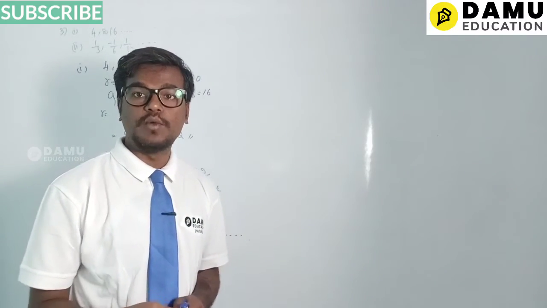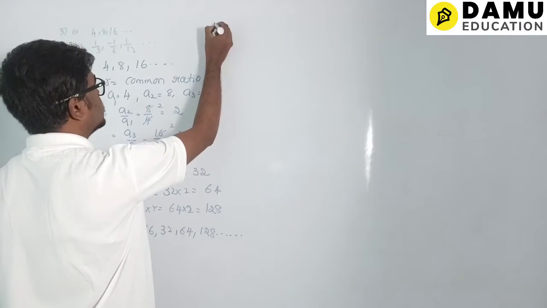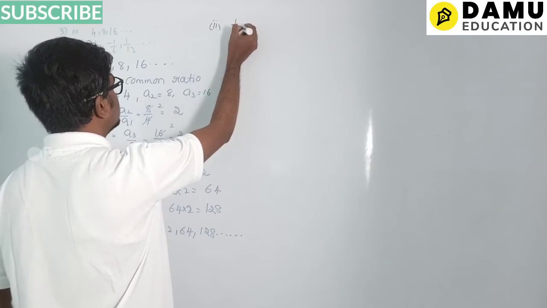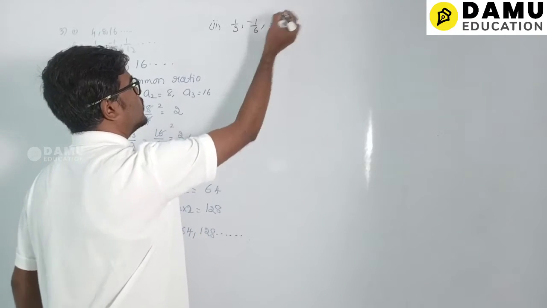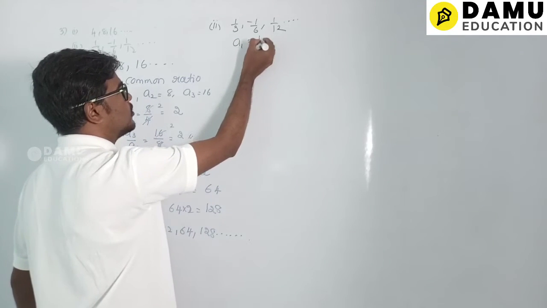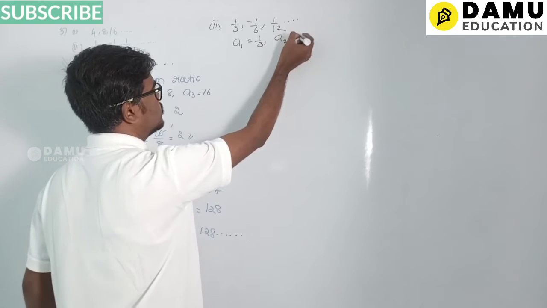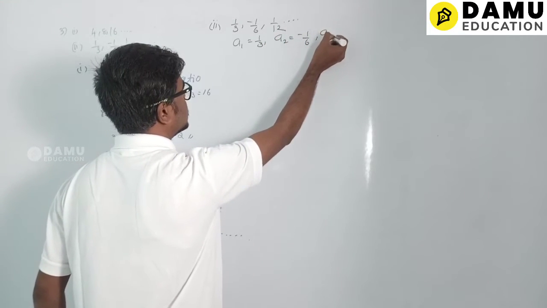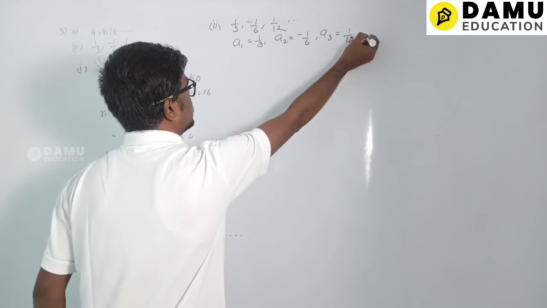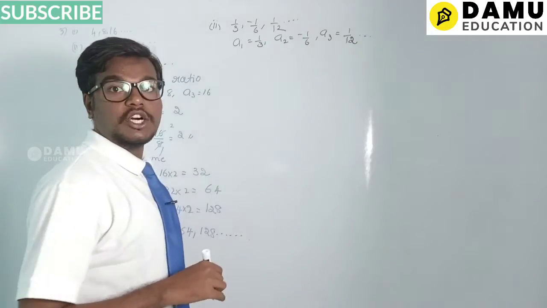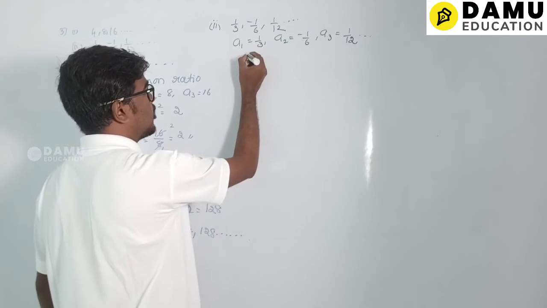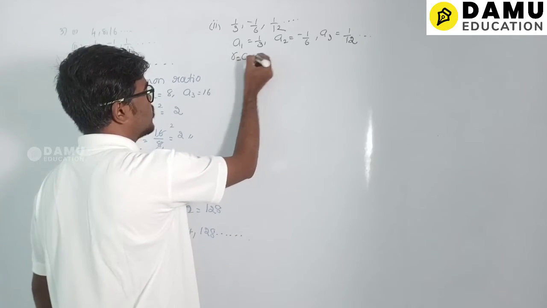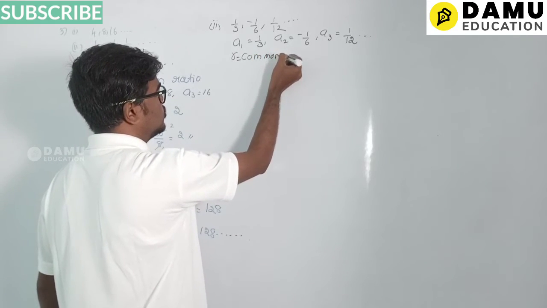Now what is the second one? The second one is 1 by 3, minus 1 by 6, 1 by 12 and so on. The first term A1 is equal to 1 by 3. Then what is A2? Minus 1 by 6. Then A3 is equal to 1 by 12 and so on. We will get the terms up to n terms. So what is the common ratio? R is the common ratio.